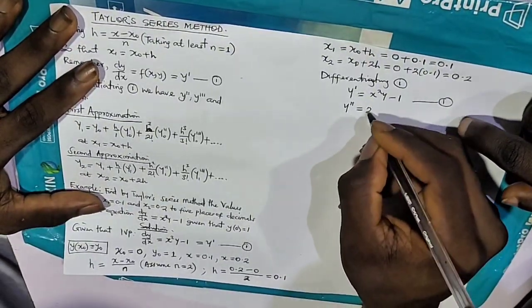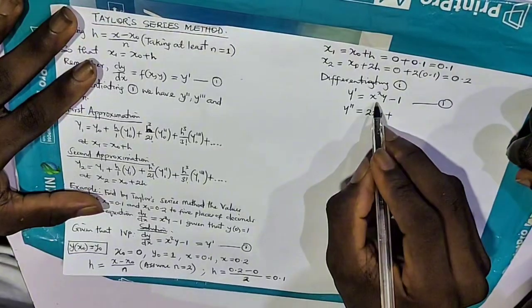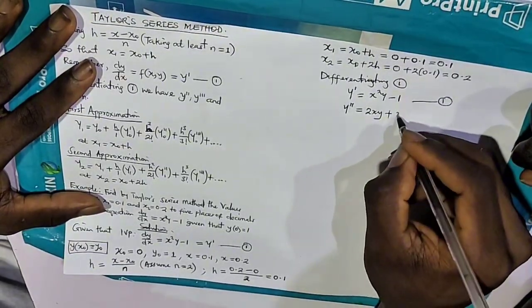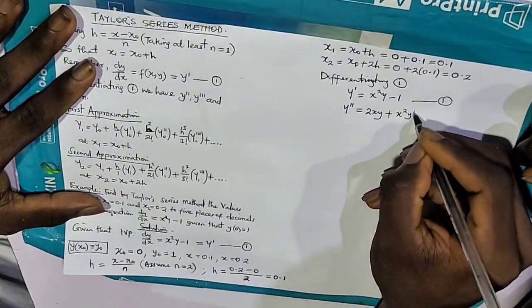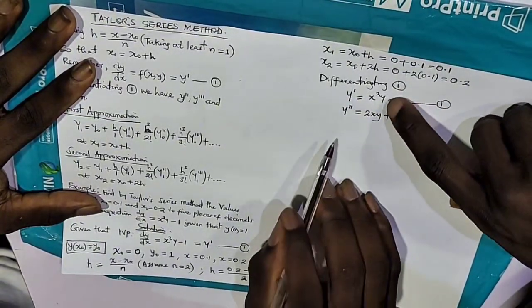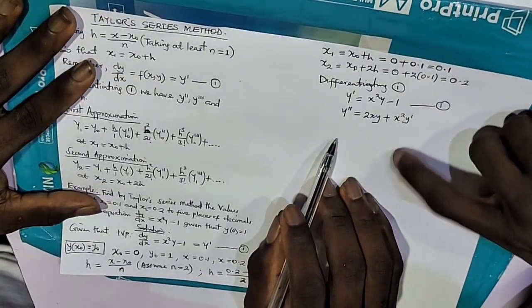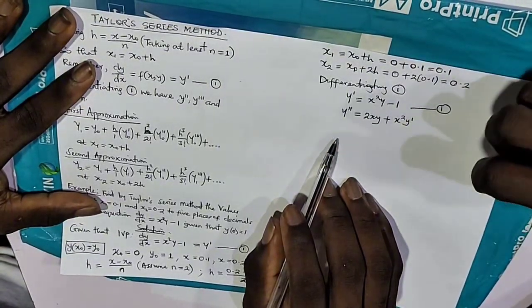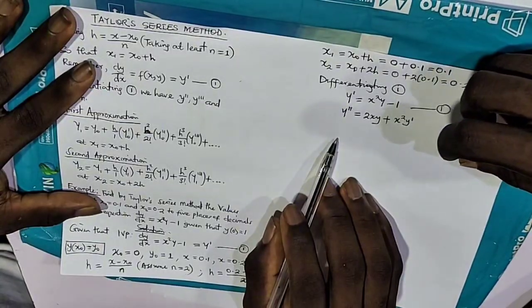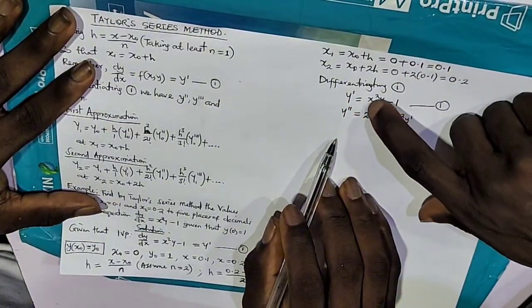You are going to have 2xy plus, when you differentiate with respect to y, you keep the other constant, you have x squared y prime. Yes. Right? Yes, because when we differentiate y with respect to y, we must put y prime at the back, exactly, which is the same thing as dy/dx.